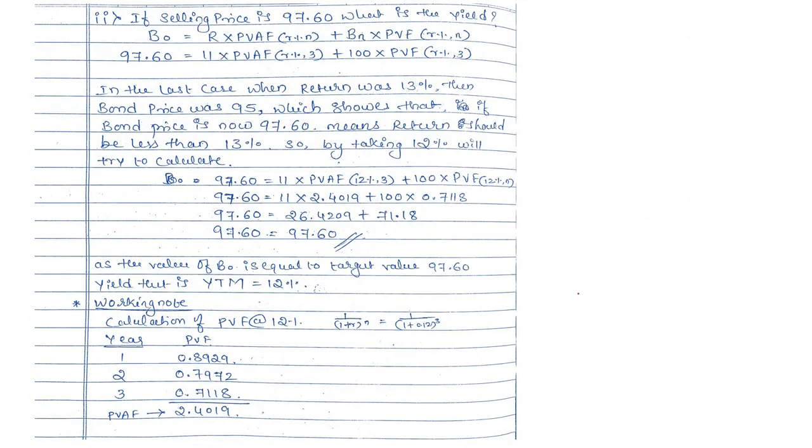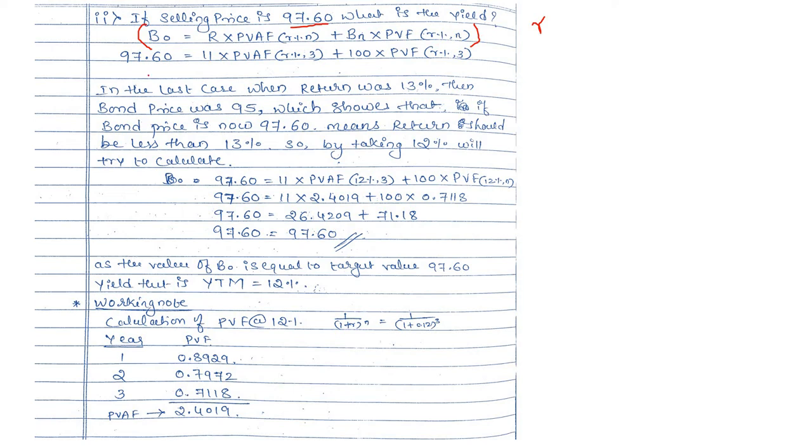Next, if the selling price is 97.60, what is the yield? So you have to calculate the same as it is, but here they have already given the B naught, that is the selling price. So we have to calculate the yield. Yield is nothing but the R value. Now write the formula as it is: B naught is equal to R into PVAF into the small bracket R percentage, N, plus B naught into PV of R percentage, N.